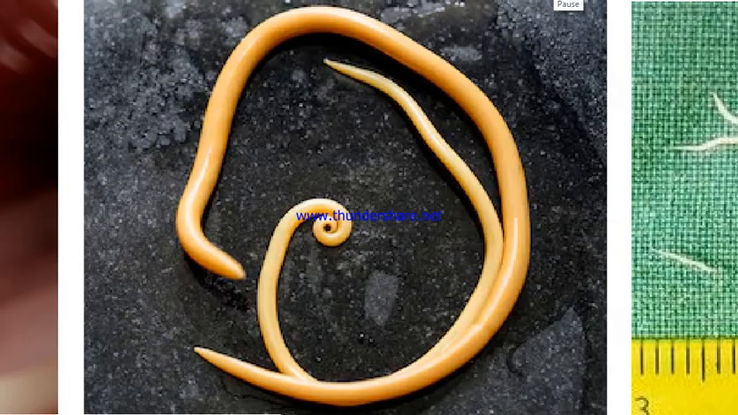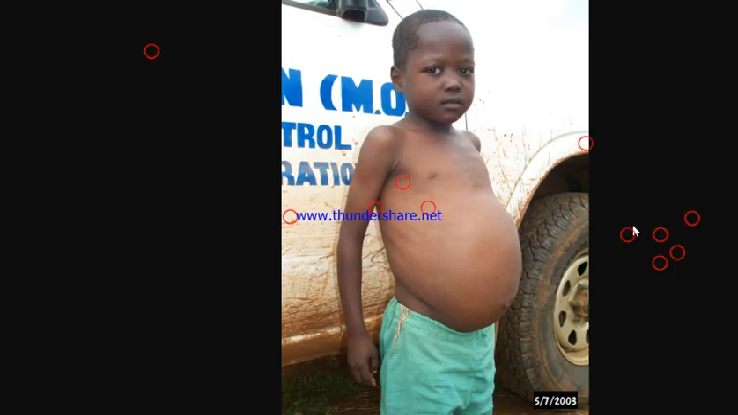Let me show one picture. Okay, look at this picture. You can see this boy. He is lean and thin, but his stomach, his belly is swollen too much because his intestine is infested by roundworms. They are infested by roundworms.